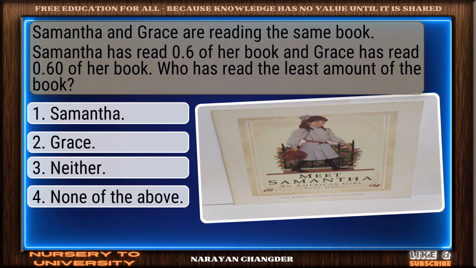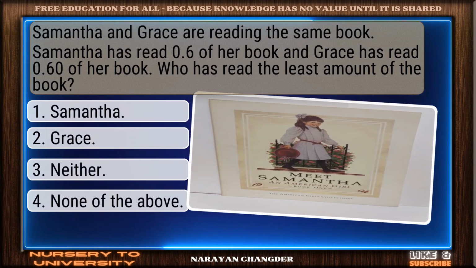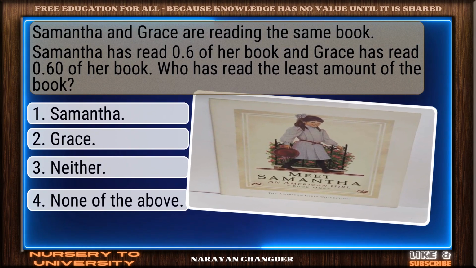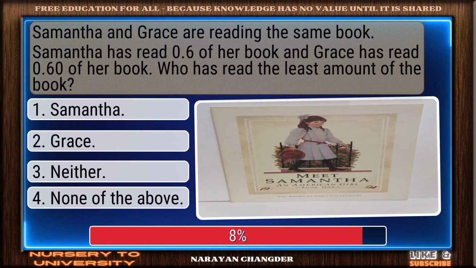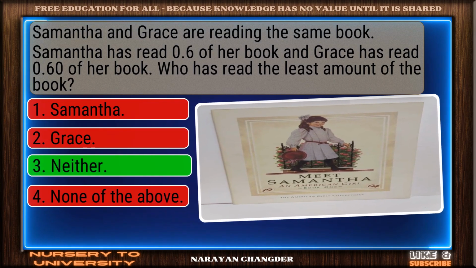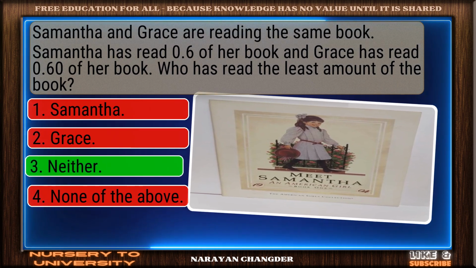Samantha and Grace are reading the same book. Samantha has read 0.6 of her book and Grace has read 0.6 of her book. Who has read the least amount of the book? Well picked. Neither is the correct answer.